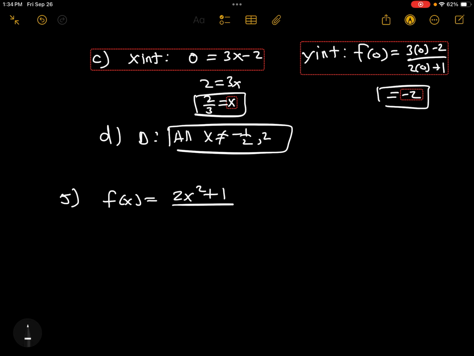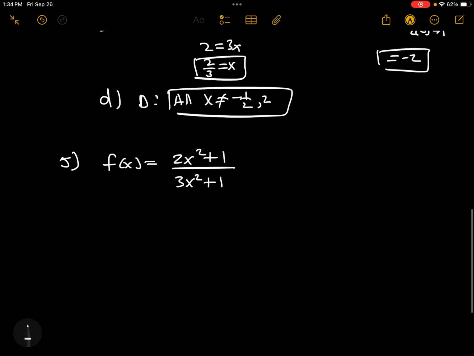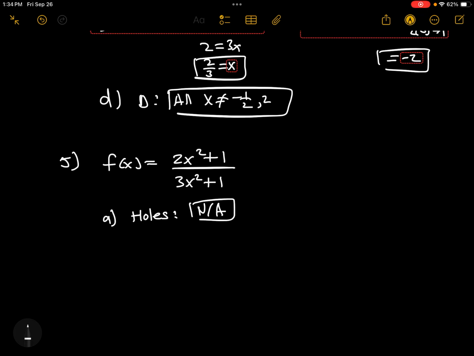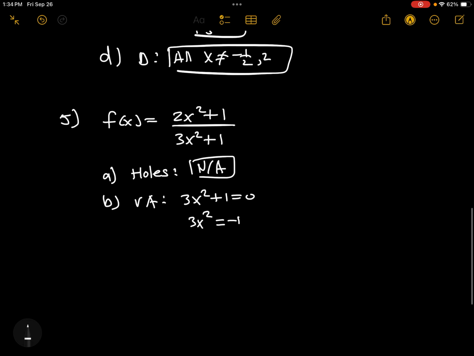The VA: look what happens when you set the denominator to 0 on this one. You're going to get 3x squared is equal to -1. x squared is equal to -1/3. Extract the square roots on both sides. Obviously, you have to write plus or minus. So you're going to get a non-real result. If it's not real, sure, you could write plus or minus i times the square root of 1 over 3, but we only care about the real axis. This implies there are no vertical asymptotes. So not all rational functions have VAs. It's a major idea, a major concept.